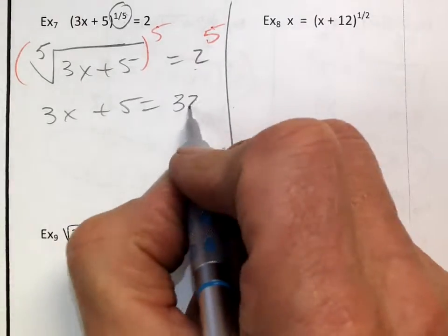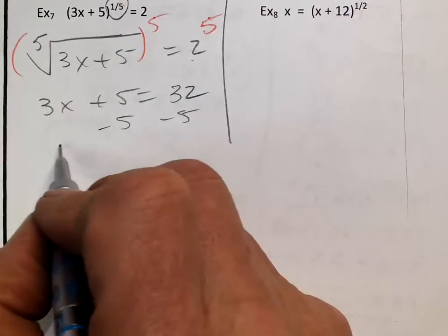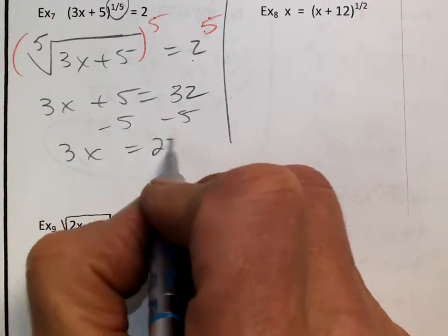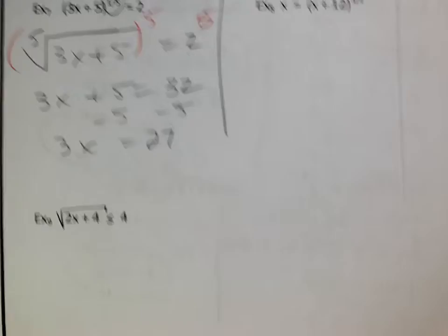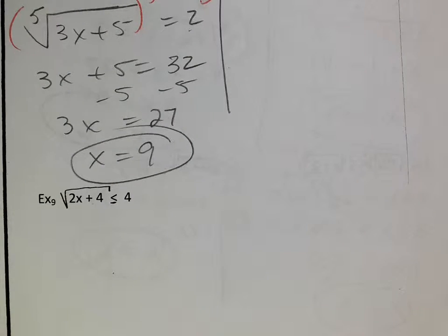And now we're just going to solve, right? Minus 5, minus 5. 3x equals 27. Divide by 3. X is 9. And that's a great answer. I like that answer, okay?